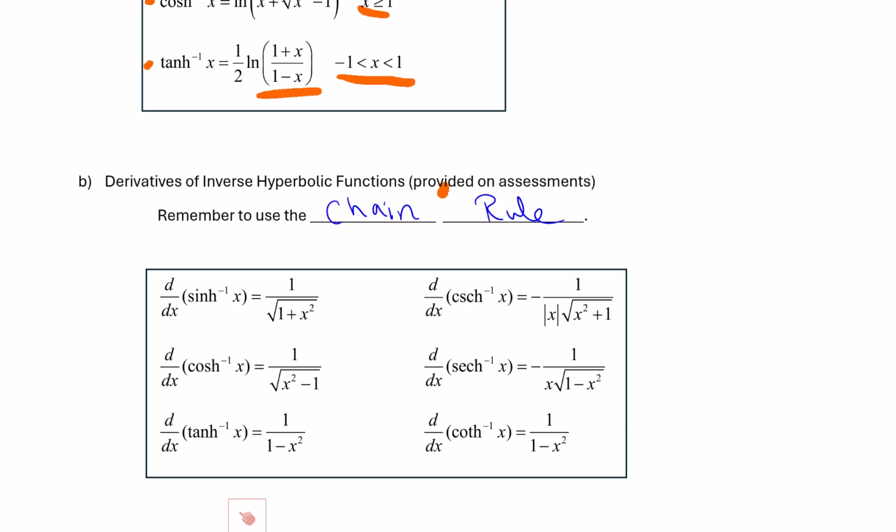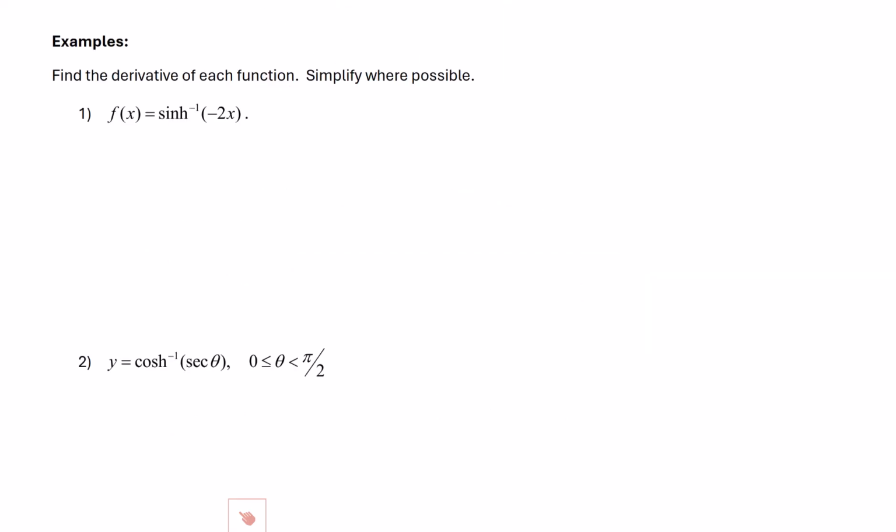All right, so with those being the formulas that we're going to use, of course, we'll practice them shortly, and I'll even use the chain rule in some examples so you can see how that works. But these are the most basic of these derivative formulas. Let's try some examples now where our instructions say find the derivative of each function, simplify where possible. And our first function given is f of x equals sine hyperbolic inverse or sinh inverse of -2x.